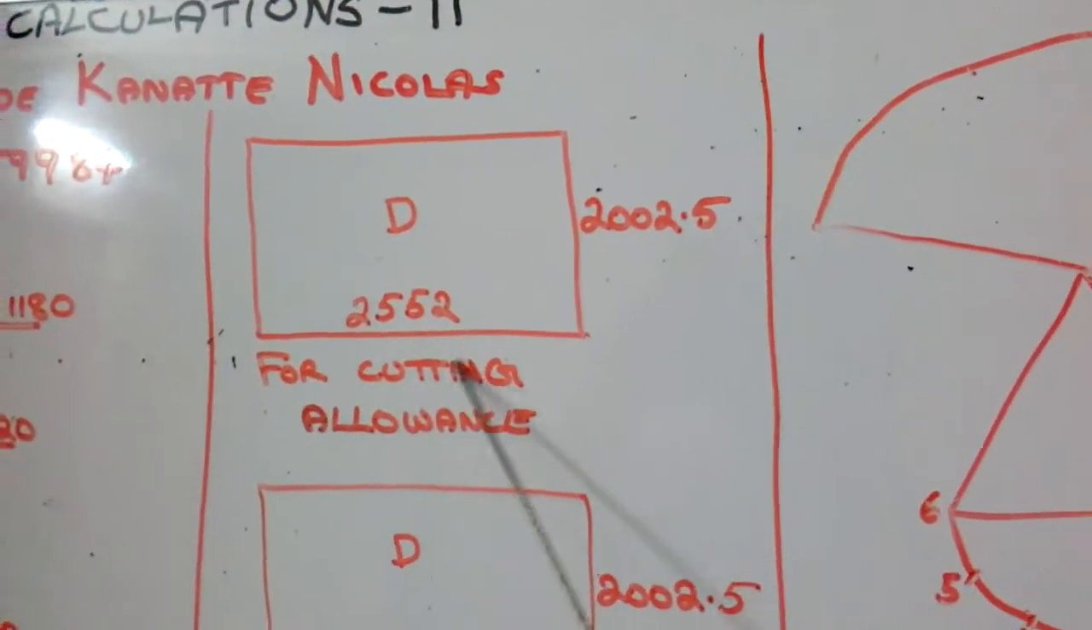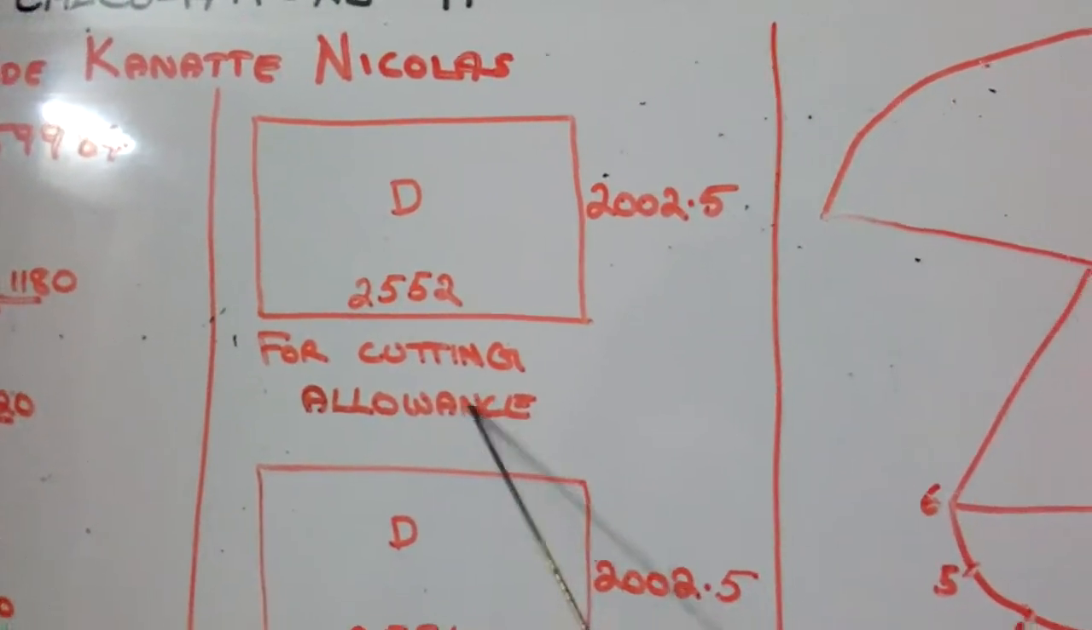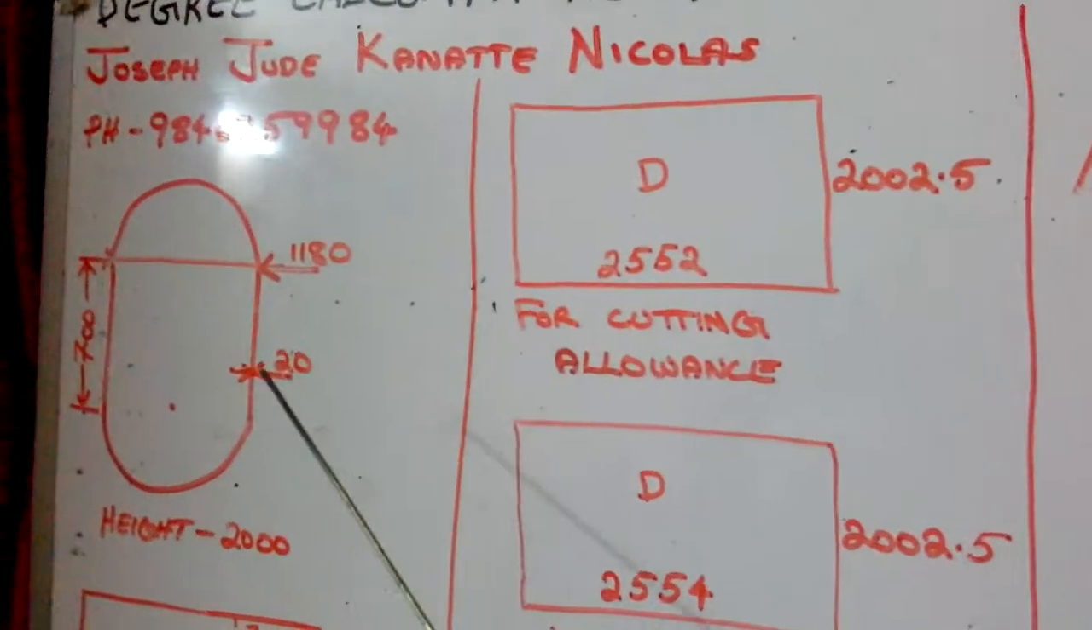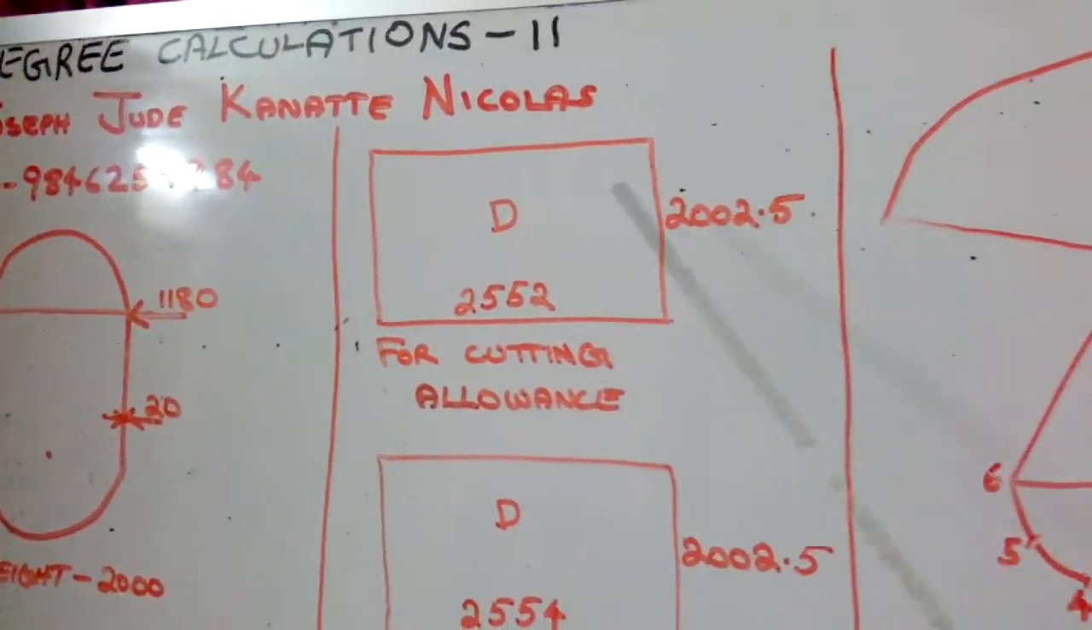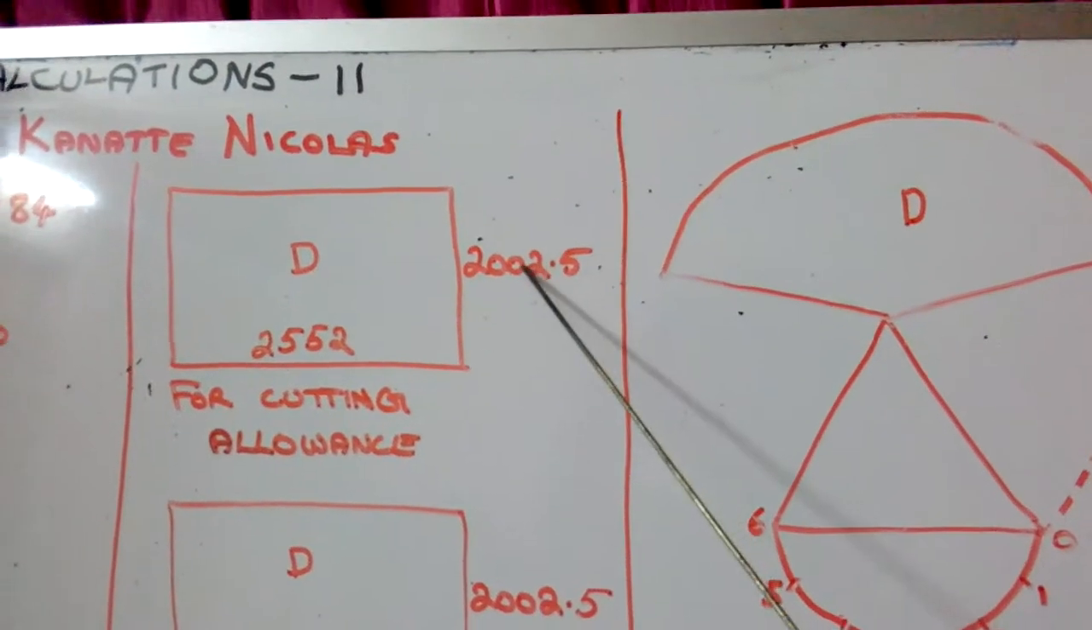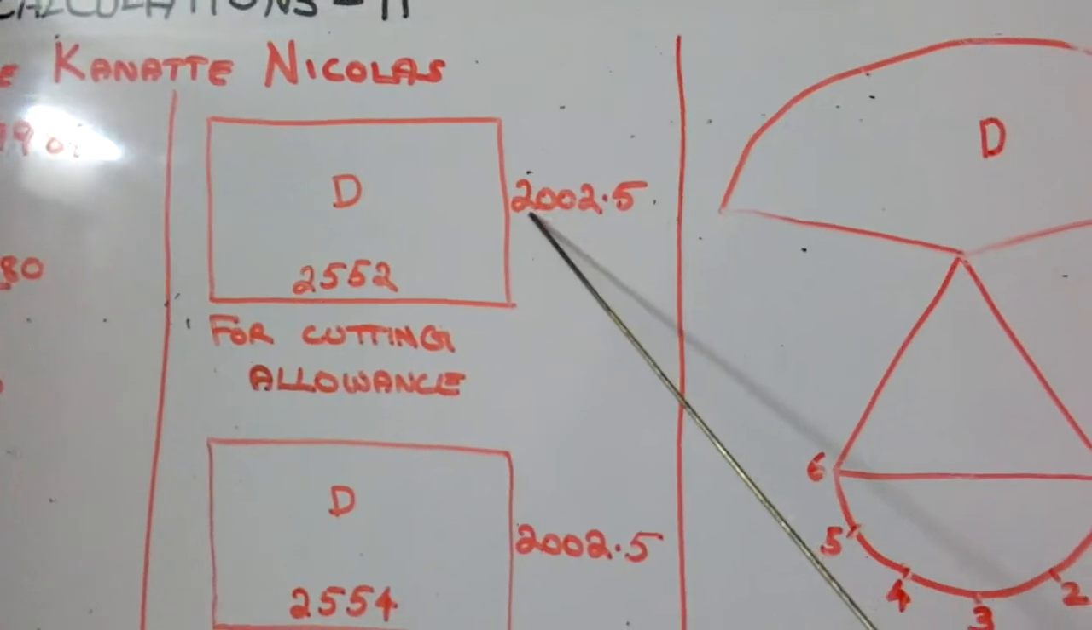So I have written here: for cutting allowance. For cutting allowance we have to increase 2.5 mm for this 20 mm plate. It is a 20 mm plate. So it has become 2552 and 2002.5. It has got more accuracy.